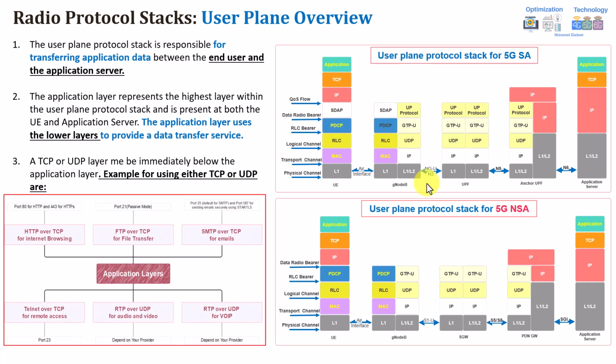over the N3 interface from the UPF. It will be forwarded through the N3 interface, which connects the IP network to the UPF, and the UPF is the first entry of the 5G core network. So in simpler terms, the IP packets are transferred through a GTPU.